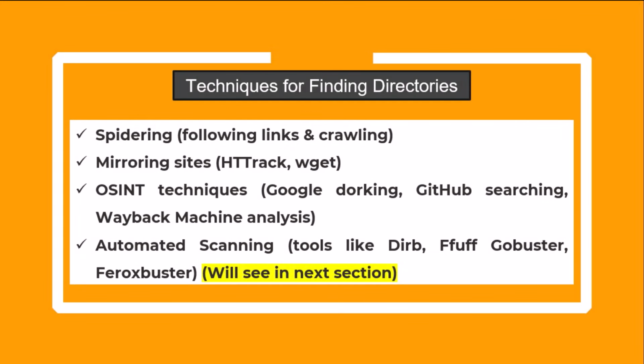There are several ways we can go about this, and we'll progress from the most passive to the most active. First, we have spidering. This is where we use an automated tool to follow every single link on a website to map it out. Next is mirroring, where we download an entire copy of a website to analyze it offline. Then we have pure OSINT techniques. This is where we use external resources like Google, GitHub, and the Wayback Machine to find directories that the website itself doesn't link to. Some of these techniques we have already seen.